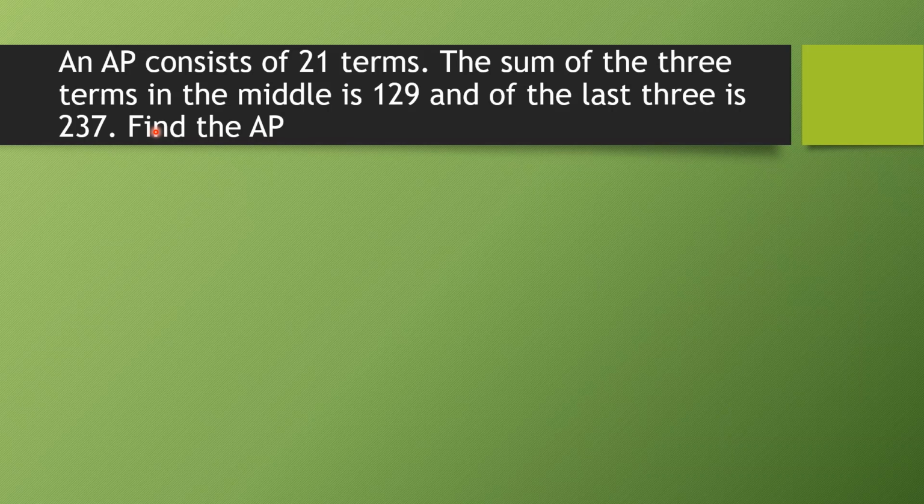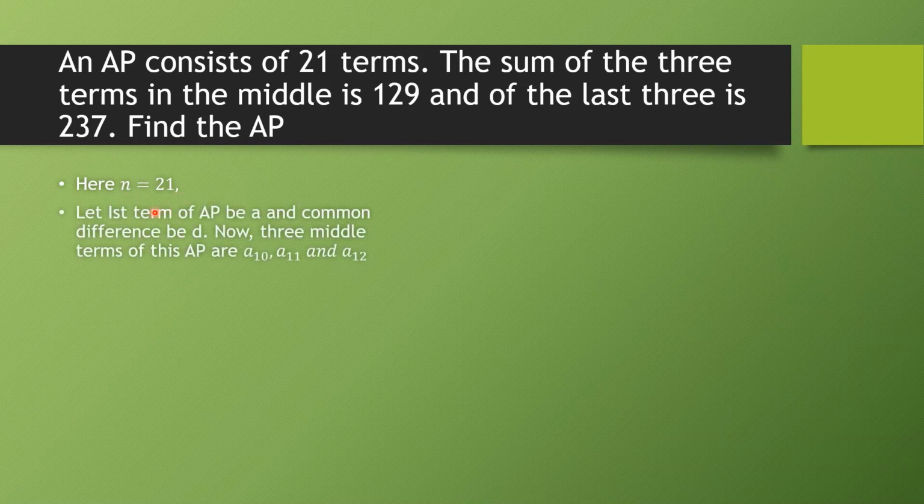That is A21 plus A20 plus A19. Let's see. How many terms are given? 21. So if I talk about the middle three terms as explained, it should be A10, A11 and A12. Now their sum is given as 129. That is A10 plus A11 plus A12, how much is given? 129. What is A10? A plus 9D. What is A11? A plus 10D. What is A12? A plus 11D.